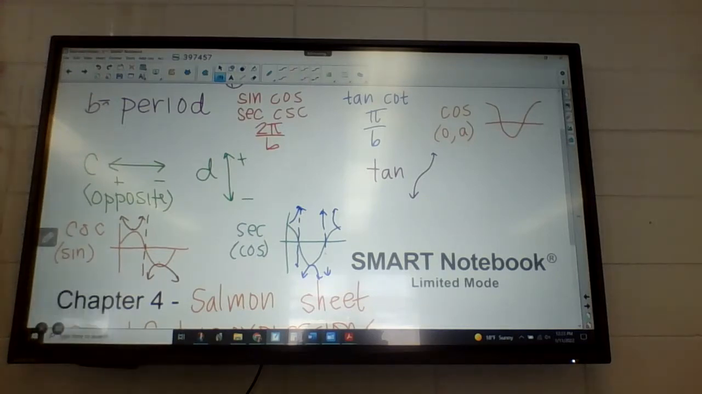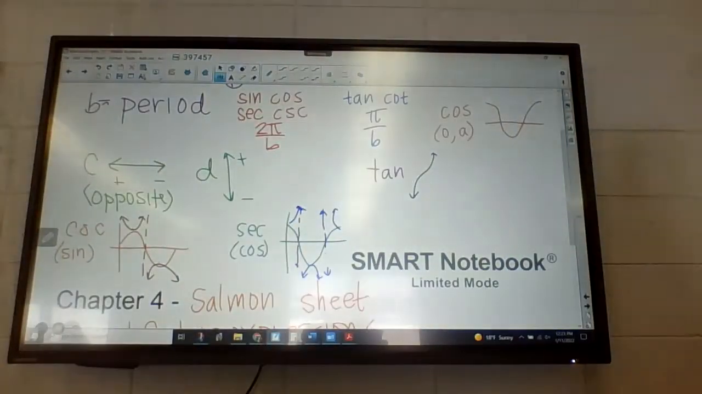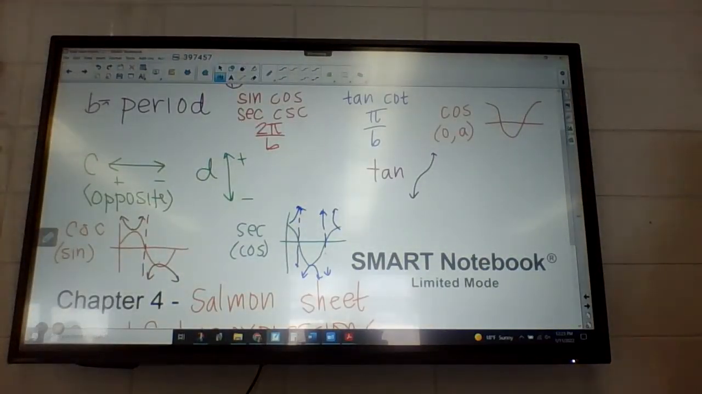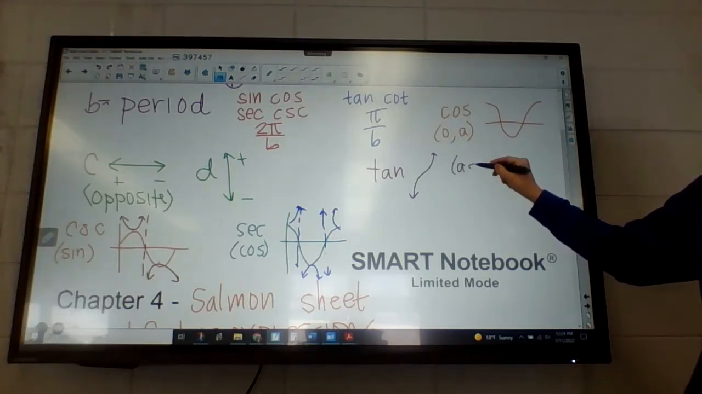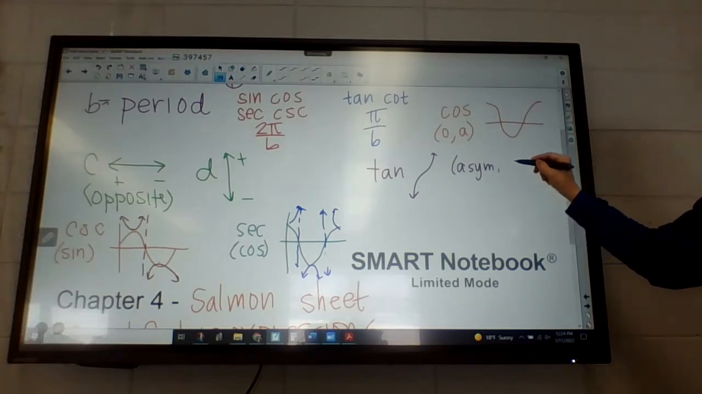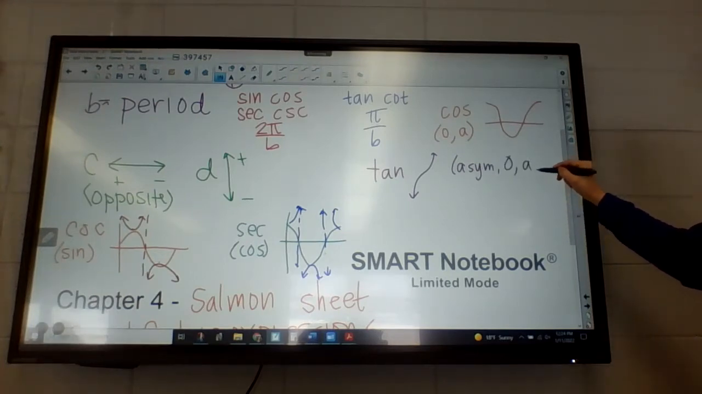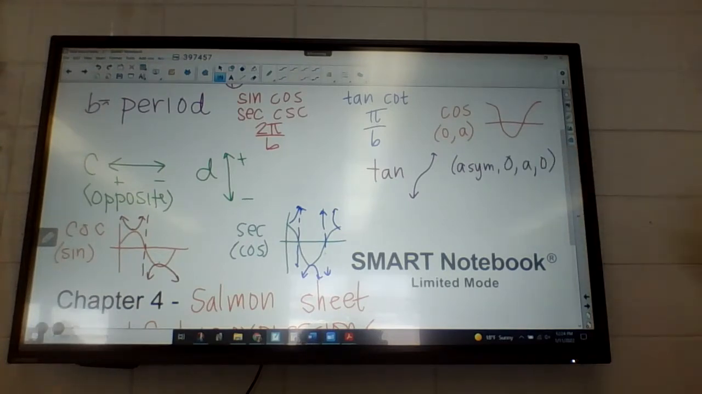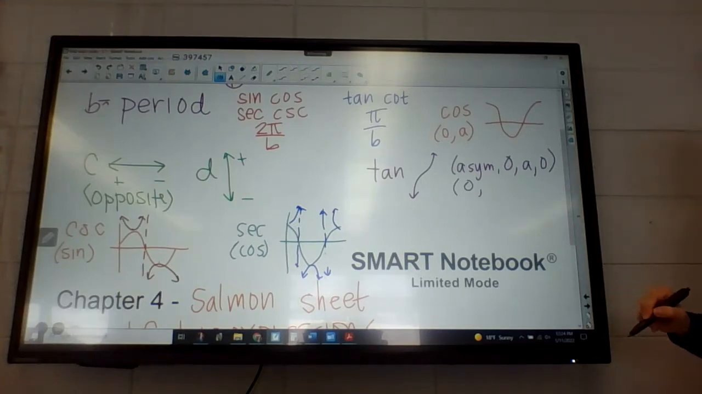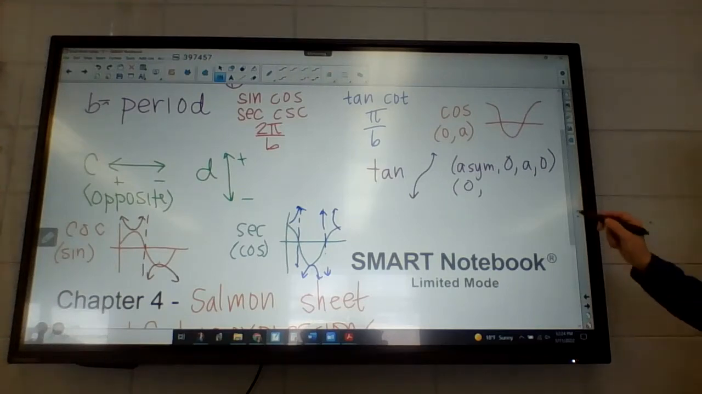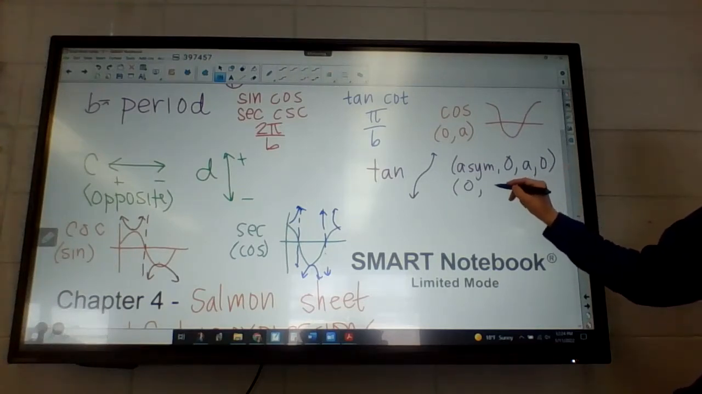And tangent starts with an asymptote. So it doesn't actually cross 0, 0 unless it's moved over. So it goes asymptote, then 0, then asymptote, then 0, kind of our alternating. And so it starts with an asymptote at 0. And then again, it crosses at pi over 2.